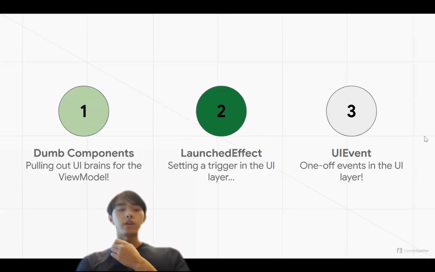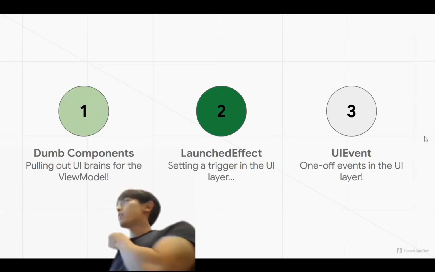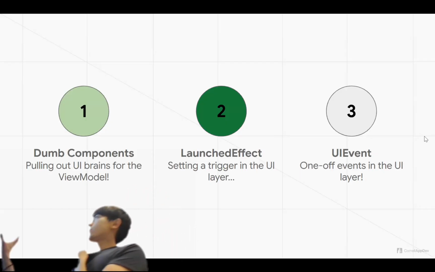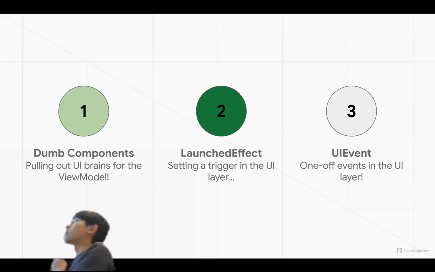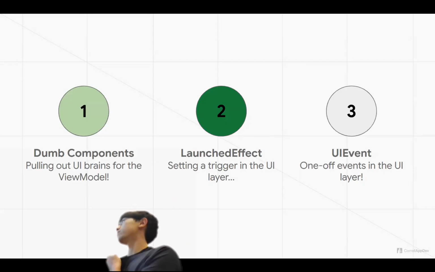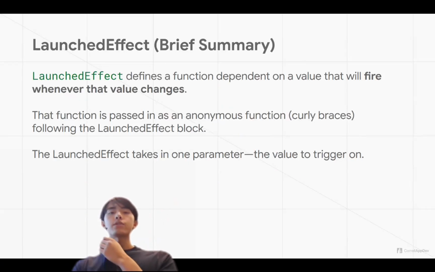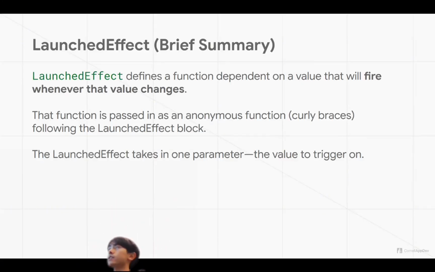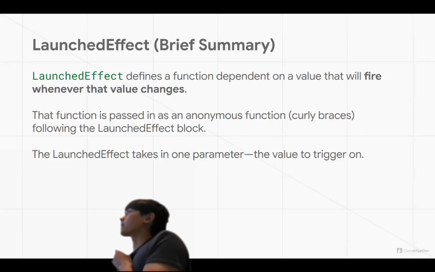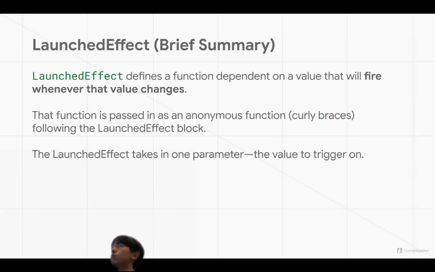In that case, we can move on to these last two parts, which are somewhat related. This first part here is a little confusing, but we'll hopefully get into a better use case of it with part three. But for now, we can go over LaunchedEffect. A lot of this won't really make sense until we get into the next part. LaunchedEffect defines a function that basically watches one value and has a function that will fire whenever that value changes.